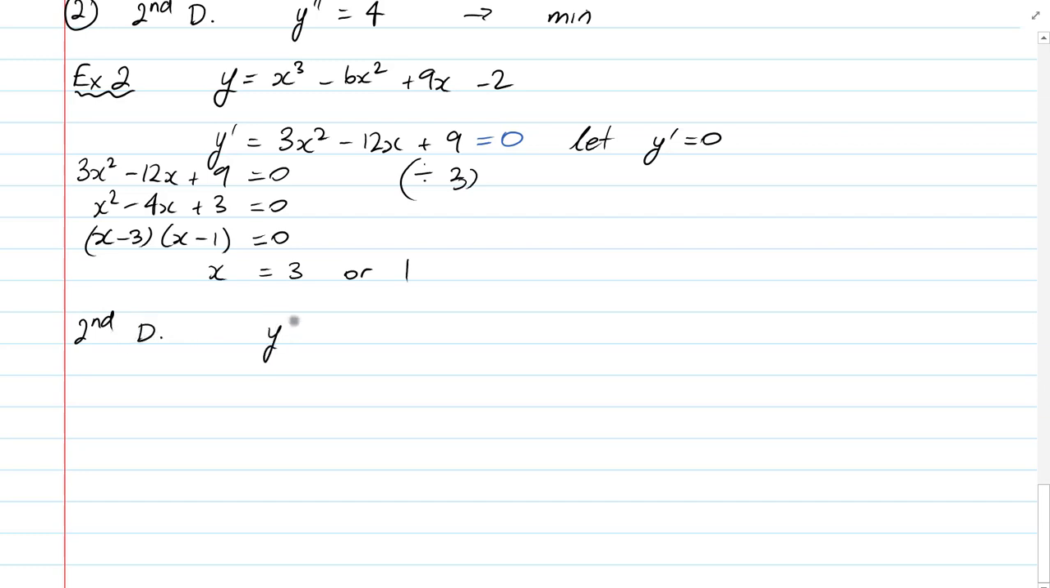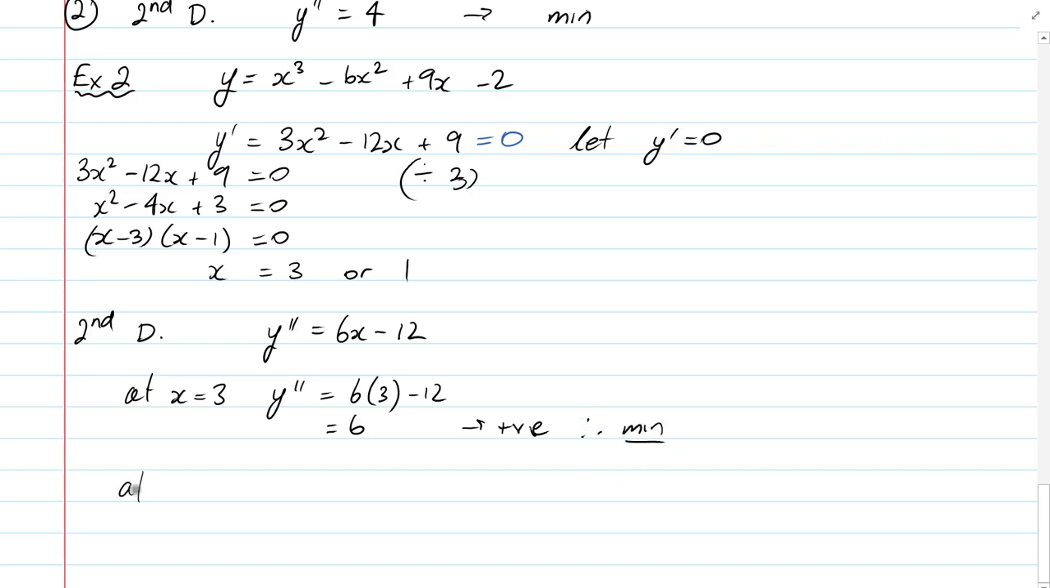In this case, y double dash is equal to 6x minus 12. I had a quadratic, it's now gone to a linear function. And at x equals 3, y double dash is equal to 6 times 3 minus 12, which is equal to 6. That's positive, and therefore it's a minimum.